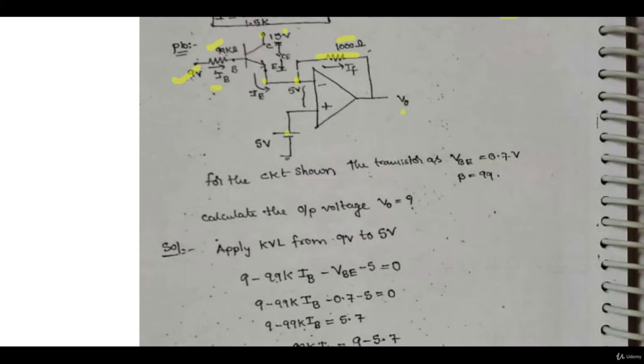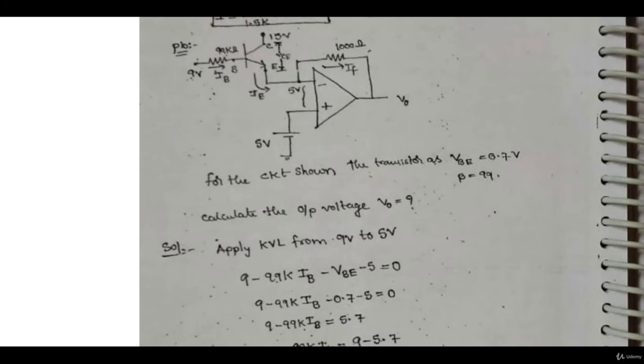Again, the approach will be currents and voltages only. We have to calculate V0, and for that we have to calculate the value of IF. If we know IF, and we know this node is 5 volt, and the resistance is known, we can find V0. So once you apply KVL here, you can find the value of IB. Once IB is known, IE will be known, and hence IF will be known. So that's how it will go.